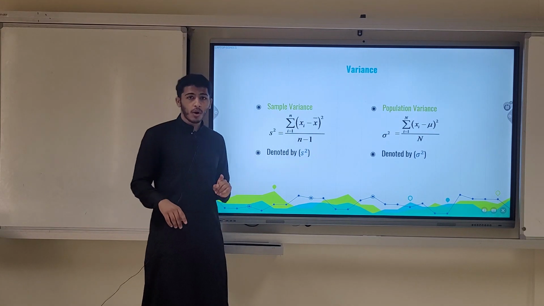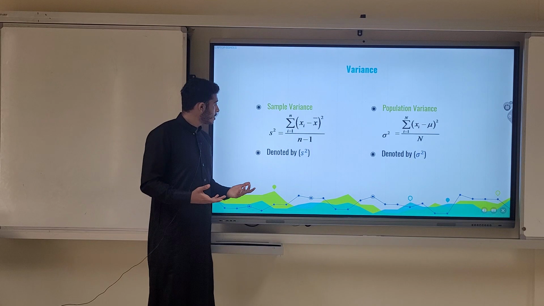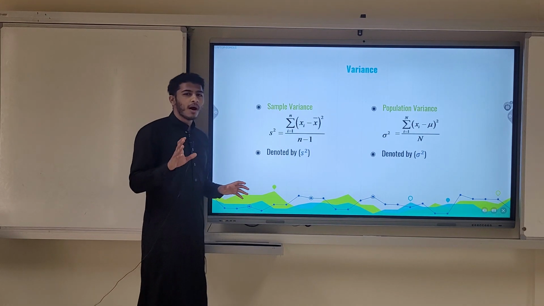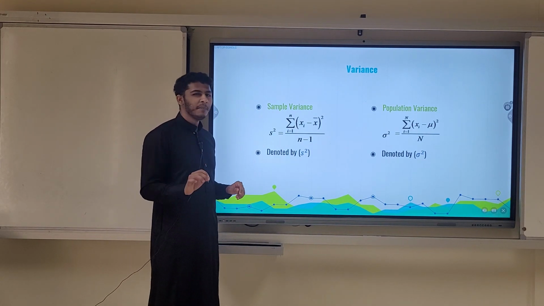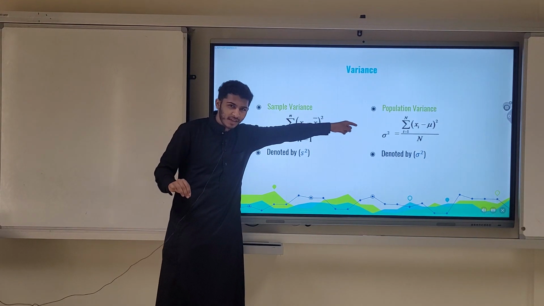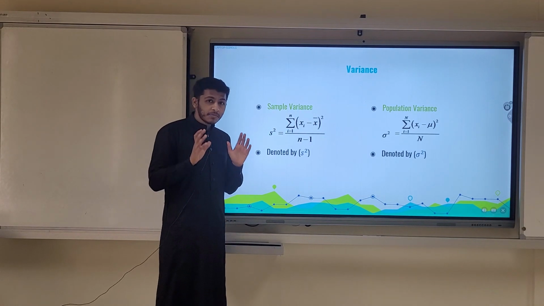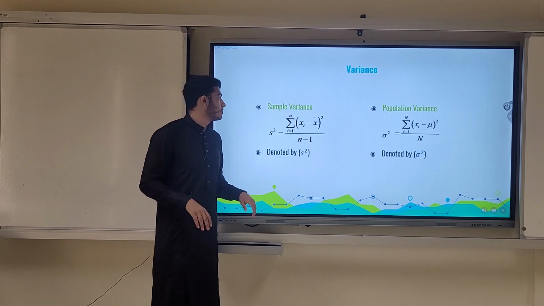So bear in mind, if you are in an exam setting or a quiz and there are partials, most probably if you are asked to find the sample variance, and you write the population equation there, you're not going to get the partial. So bear in mind, keep the notation in your head and don't forget about it.